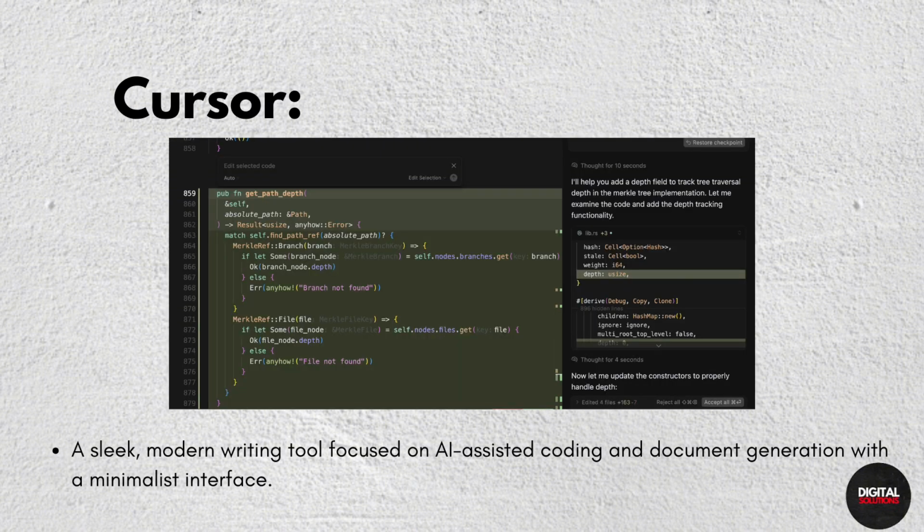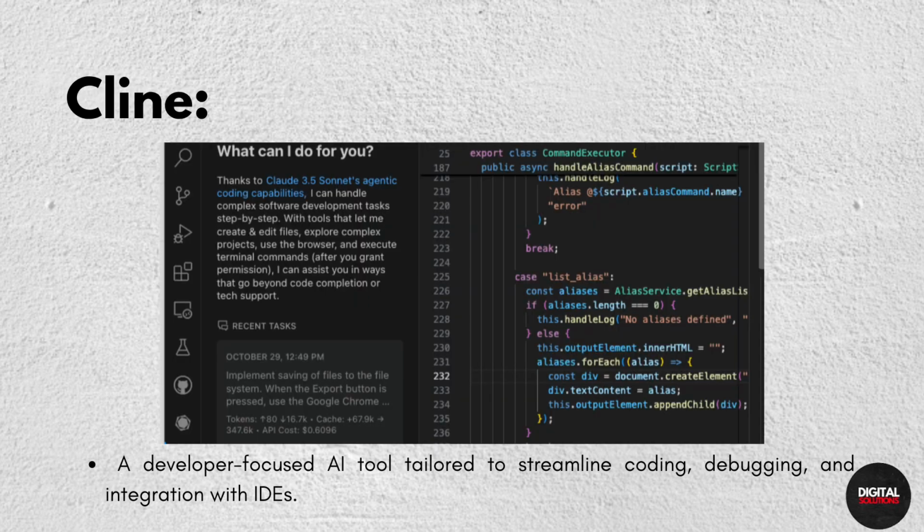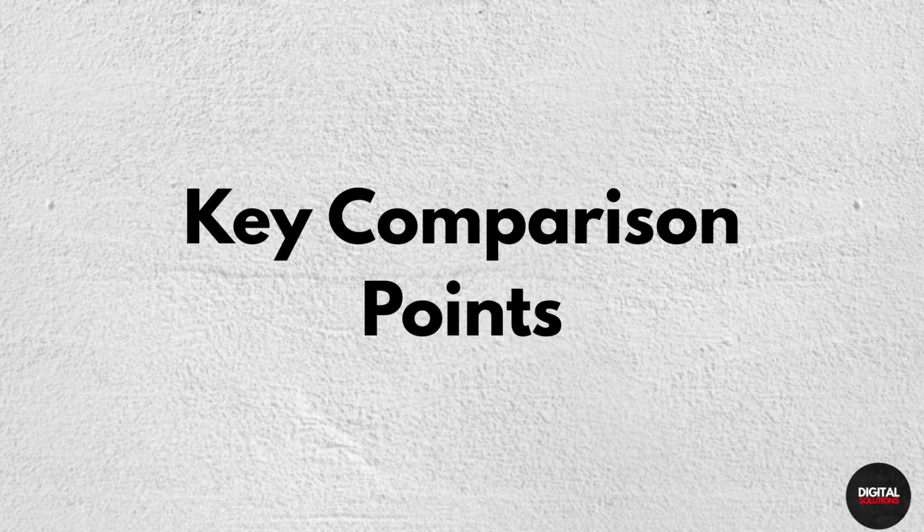Firstly is Cursor. It is a sleek, modern writing tool focused on AI-assisted coding and document generation with a minimalist interface. Windsurf, on the other hand, is a collaborative AI workspace designed for brainstorming, planning, and content generation across teams. And lastly is Cline, which is a developer-focused AI tool tailored to streamline coding, debugging, and integration with IDEs. Moving forward with the key comparison points.